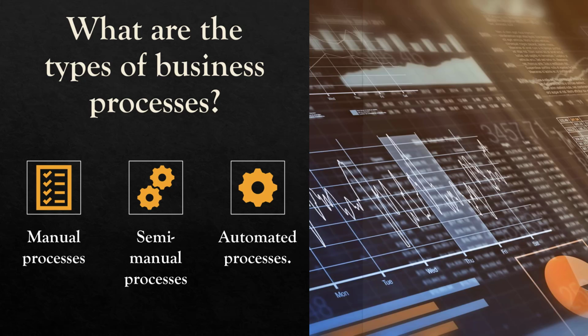Finally, let us look at the types of business processes. Manual processes. These are processes done on paper. Requires a lot of paperwork, filing, and storage. Semi-manual processes. These are processes that are partly on paper and partly on a system. Automated processes. These are processes that are fully on the system.